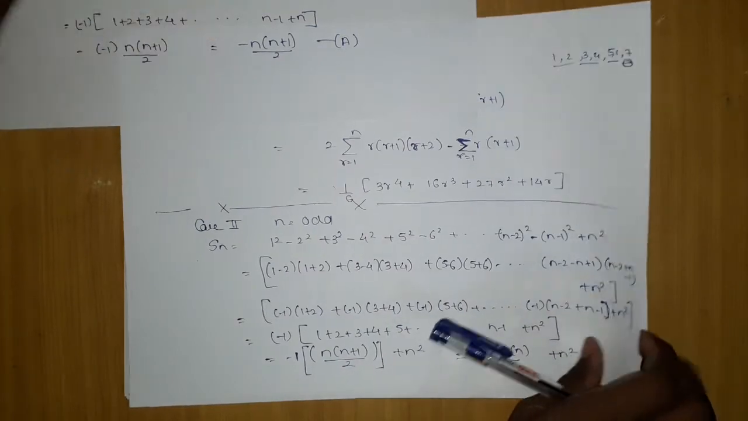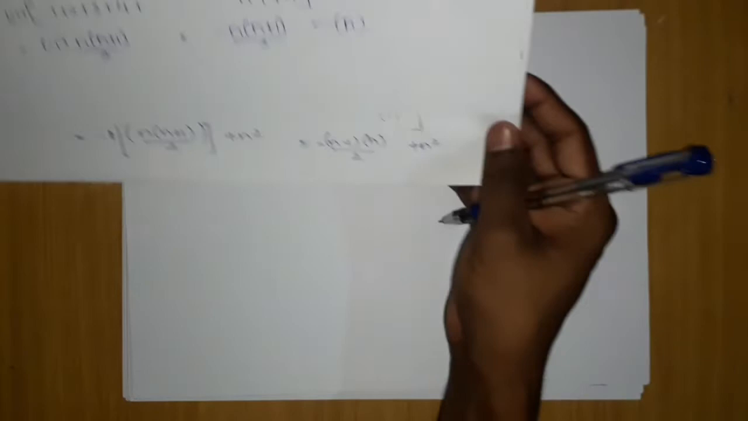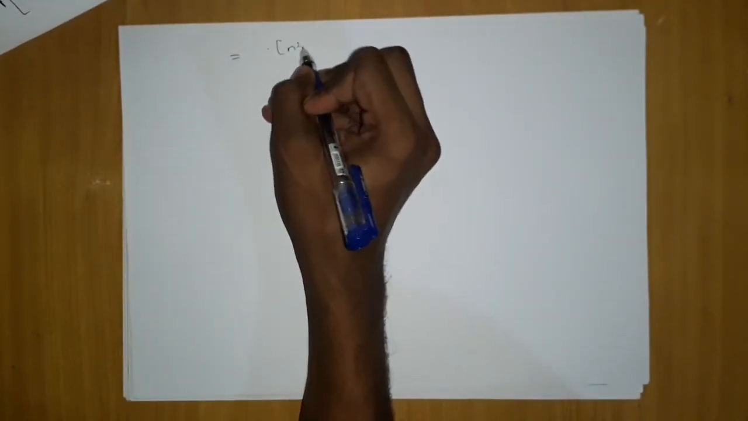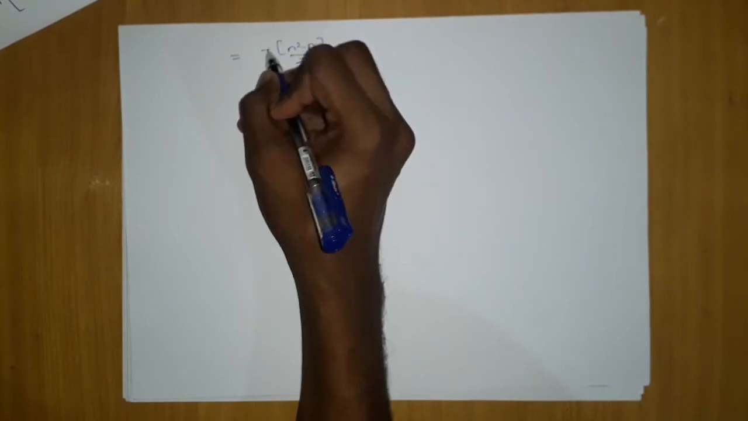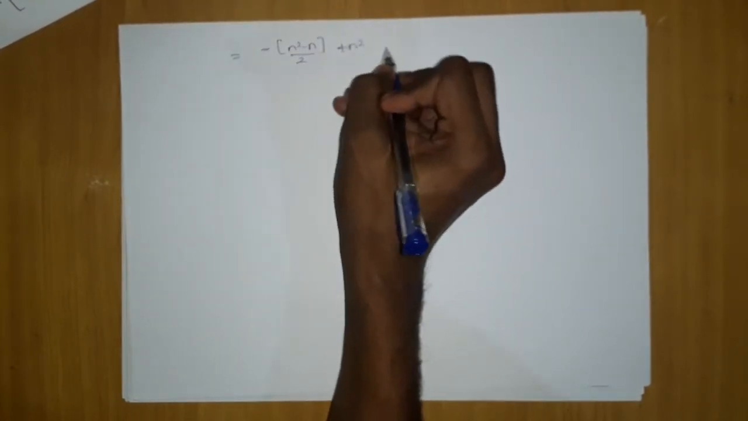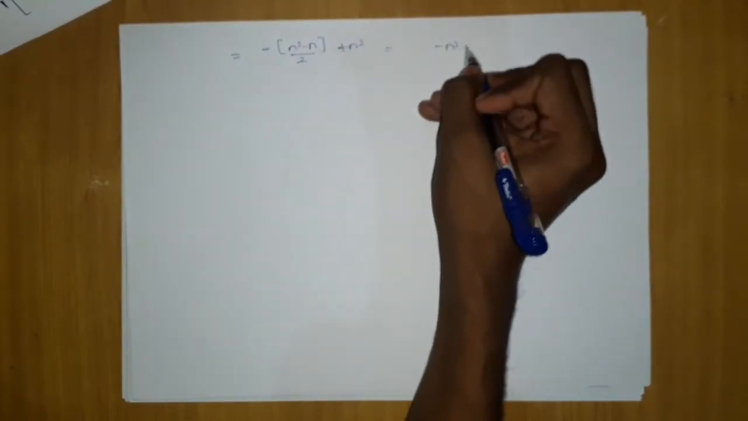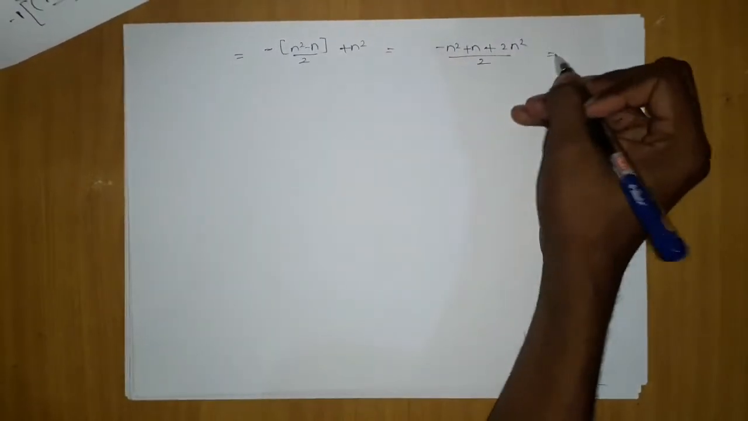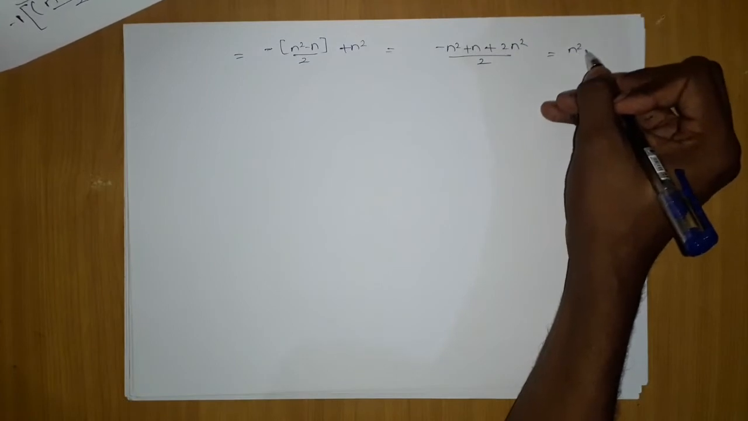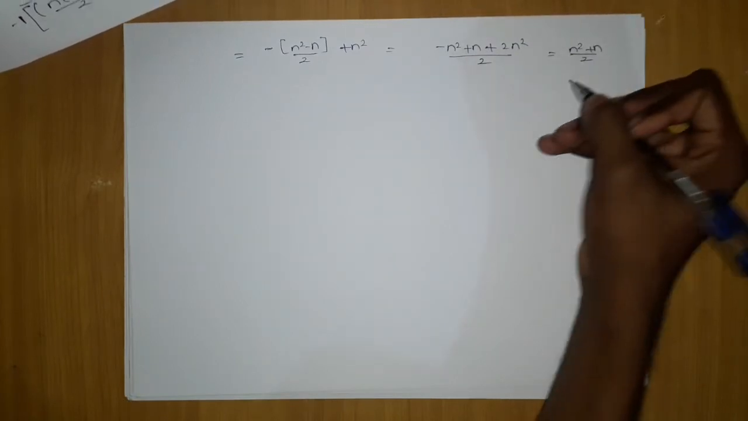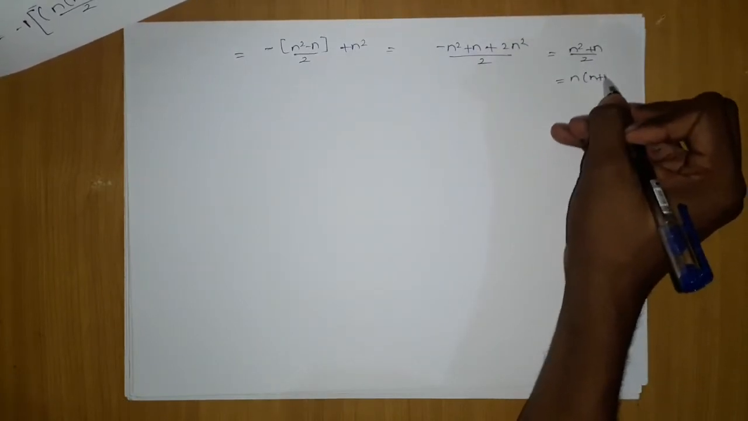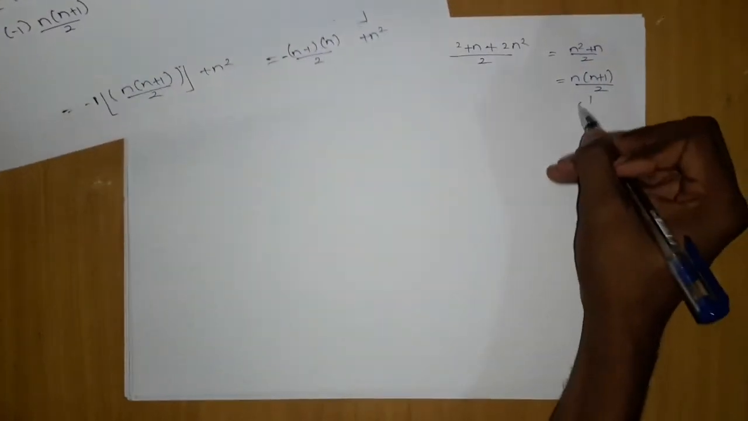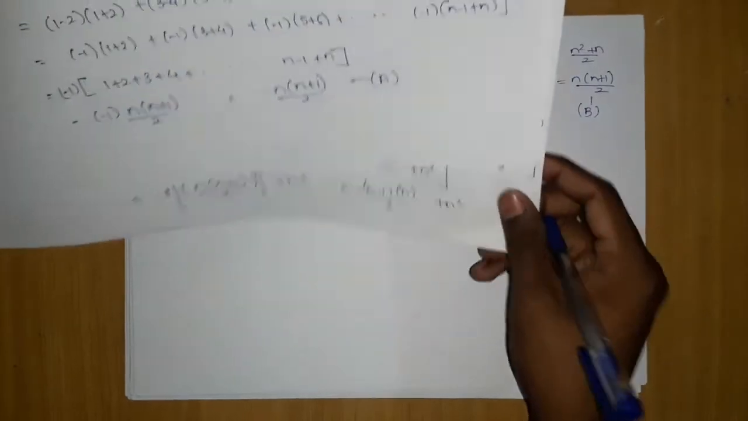If I further simplify, let me take the next page. I am getting n square minus n by 2, outside will be the negative sign plus n square, which will give me minus n square plus n, and here it will become 2n square upon 2, which will give me n square plus n upon 2. My final answer is nothing but n into n plus 1 by 2 only, but with positive sign. So I got two answers, one for when n is even and one for when n is odd.